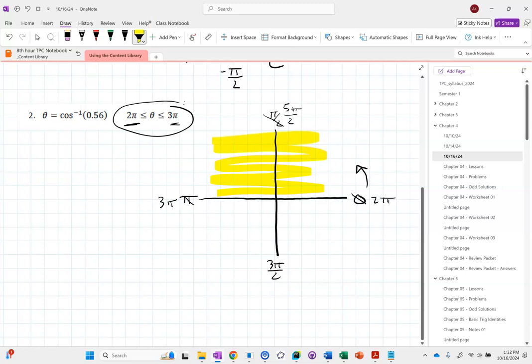So I'm looking at quadrants 1 and 2. Does that feel okay there, Luz? Okay.